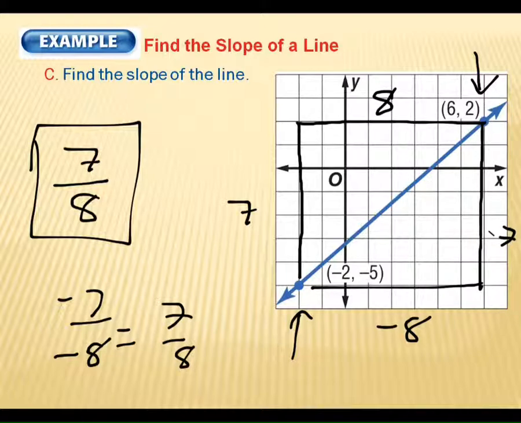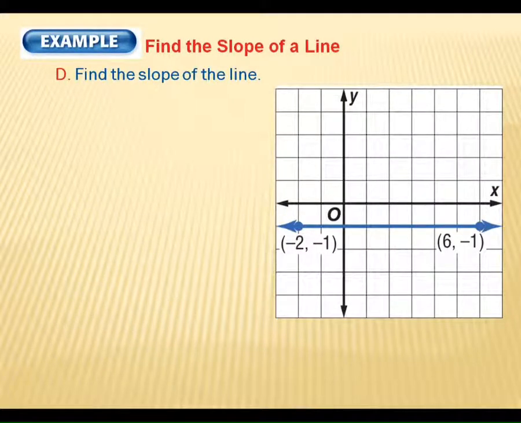Yes. How do you know if the slope is positive or negative? Slope is positive if the line, if you look at it going from left to right, if it's going uphill, it's going to be a positive slope. If it's going downhill, it's going to be a negative slope. Uphill is positive, downhill is negative. Okay. Flat line is 0. Vertical line is undefined. Okay.